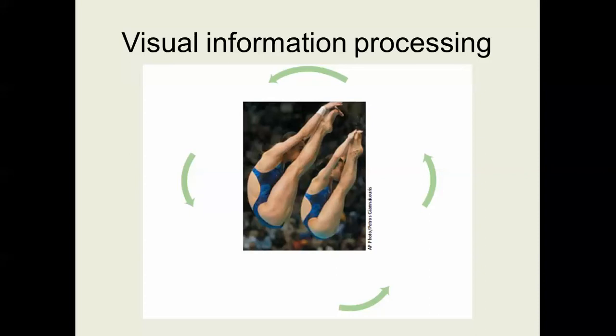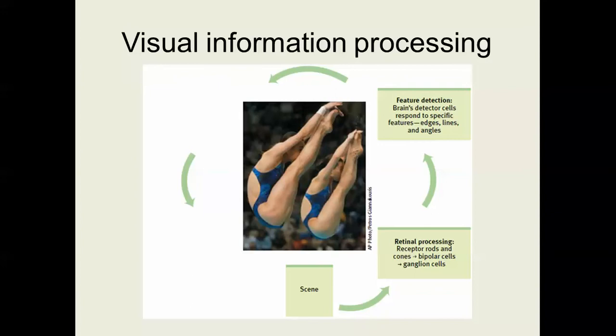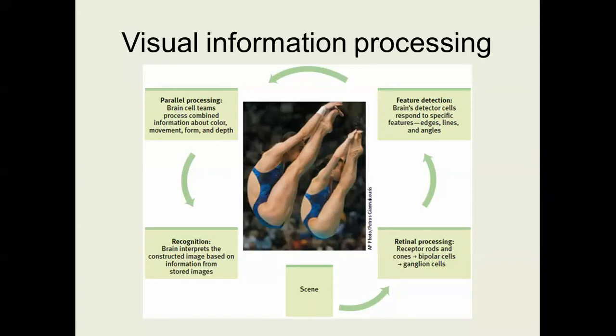So, visual information processing. Seen goes through the retinal processing, it goes through feature detection, parallel processing, and then recognition. And this all happens, as you know, as you're looking at this and reading this, in split seconds.